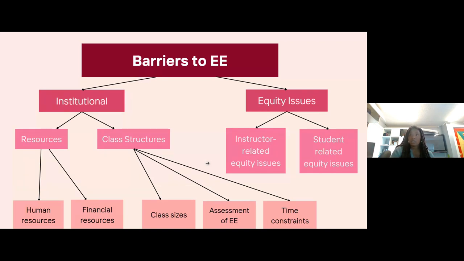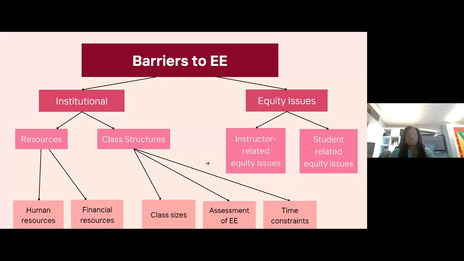And so, moving on to types of resources, there are two main types that professors indicated they lacked adequate access to: human and financial. With regards to human resources, this largely referred to TA and academic assistant support, especially in large first-year classes that often have hundreds of students.